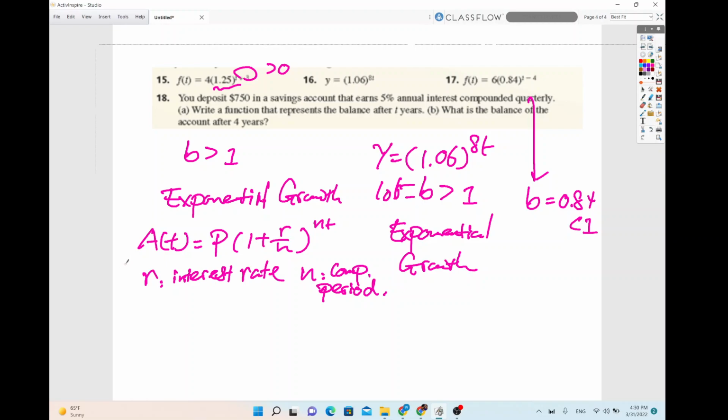So write the function that represents the balance after t years. We don't know the amount yet, but let's find out the value of the time first. Let's see, it looks like none of the information is missing now. Everything's given.